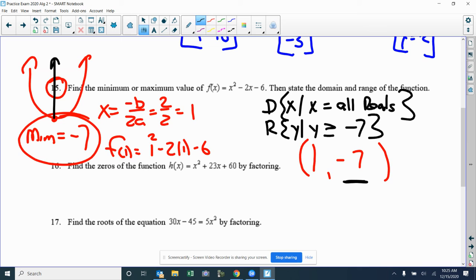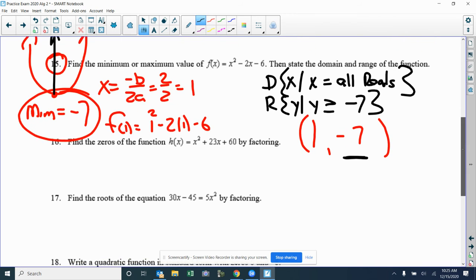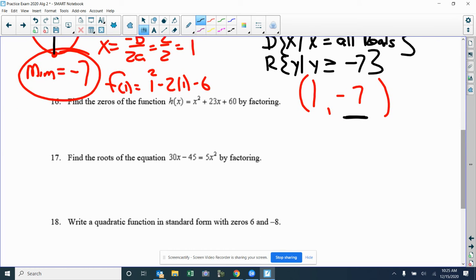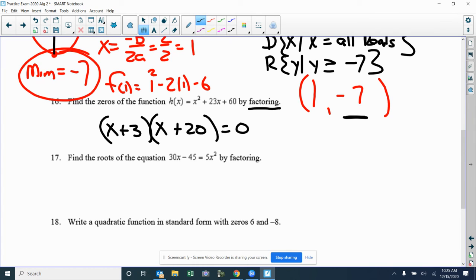All right, 16 and 17 are really basically the same thing. Find the zeros or find the roots. Get them factored and see what's going on. So this one does say by factoring. It is a multiple choice, so how am I going to know? I'm not. Figure out how to get the roots, but it is an easy factor. This one is x plus 3, x plus 20. You can complete the square if you want, you can do quadratic, just get the roots. But it does say factor, I set it up so it's easy to factor.